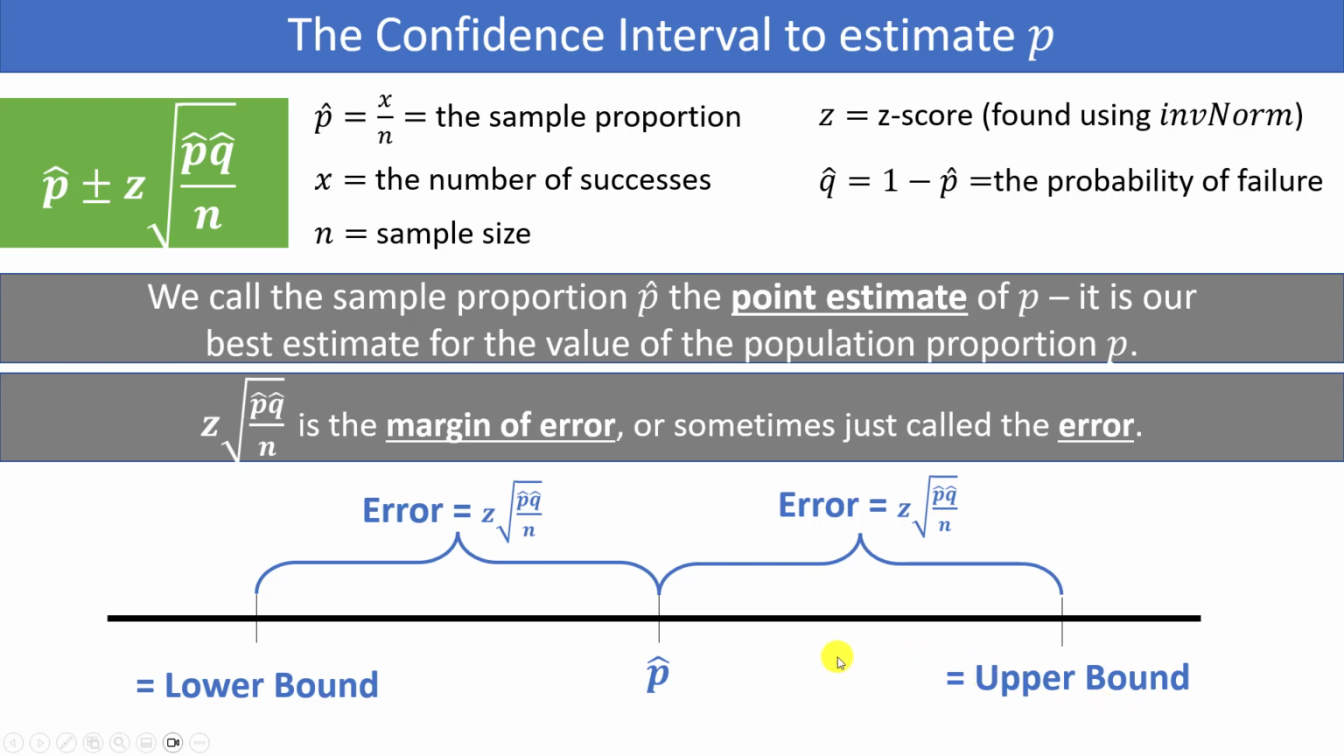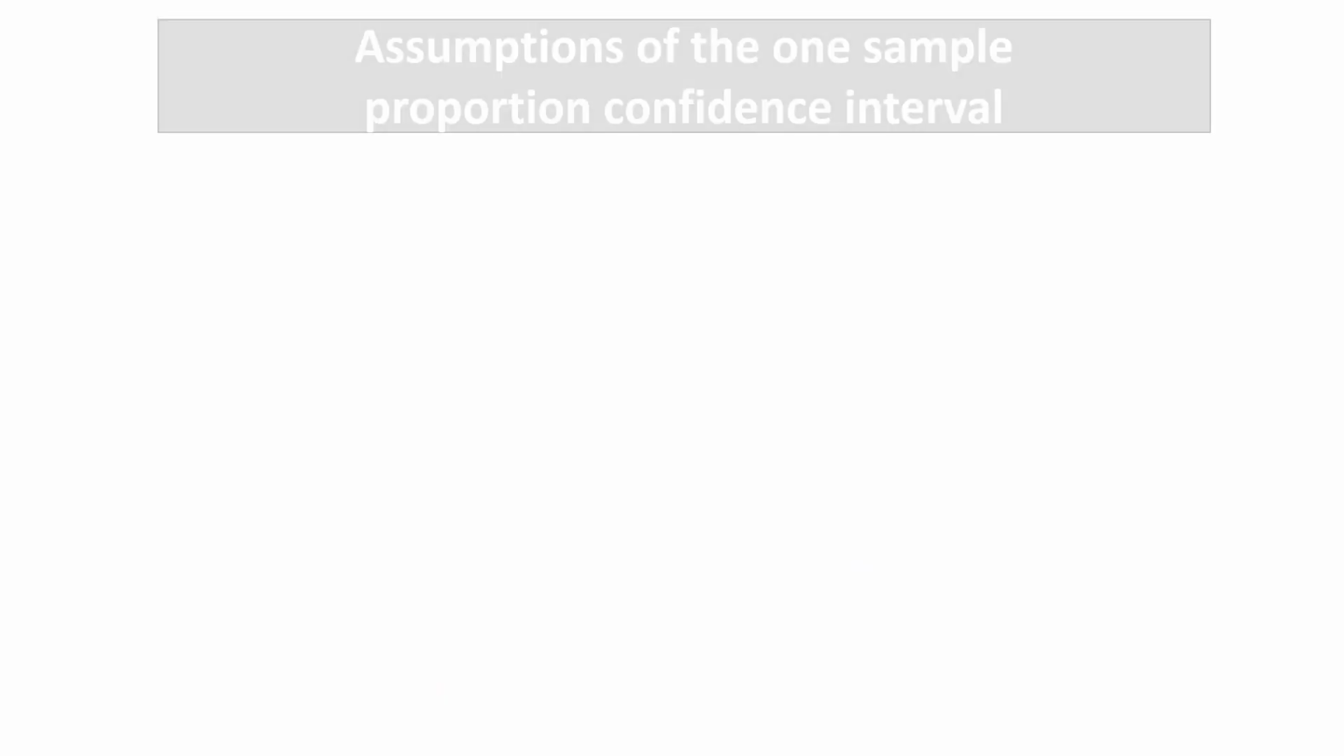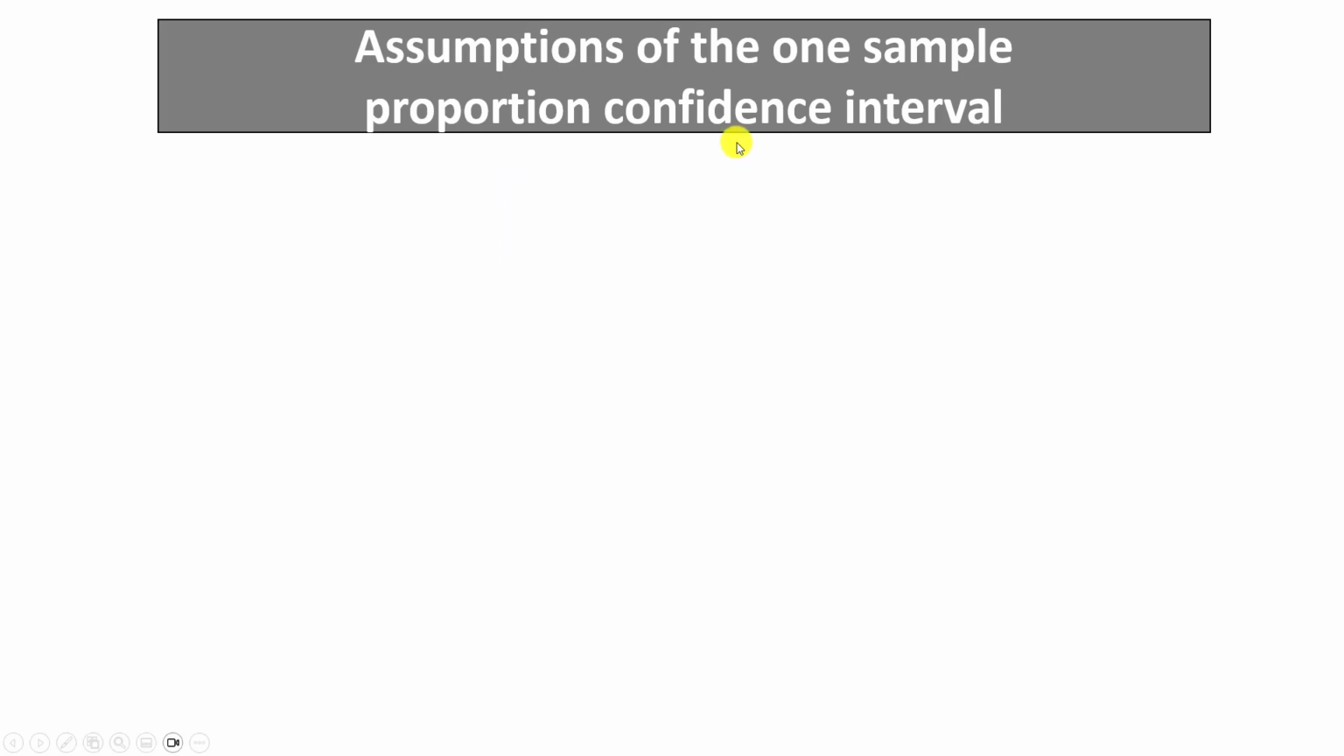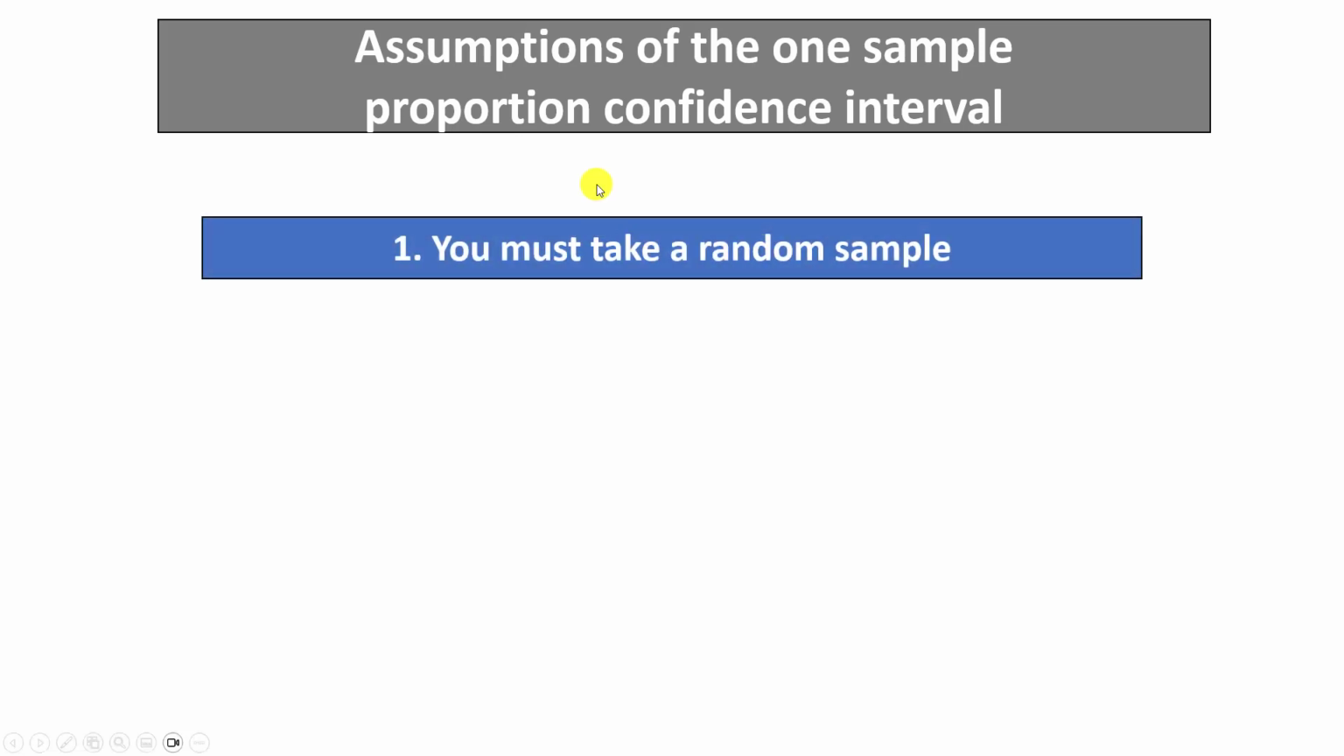We will be some percent confident that the true population proportion falls between our lower and upper boundaries. Now, in order to construct a one-sample proportion confidence interval, a number of assumptions must be met. First of all, as is the case for all confidence intervals, you must take a random sample. So that means every individual in your population should have an equal chance to be chosen.